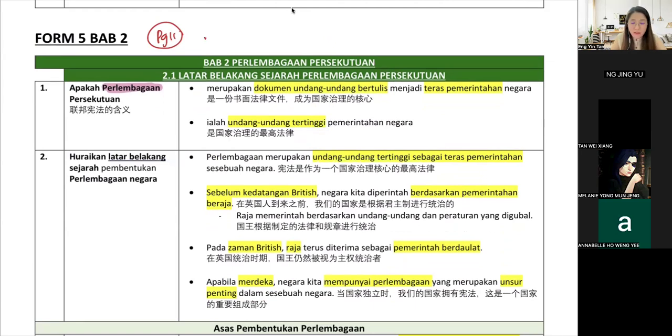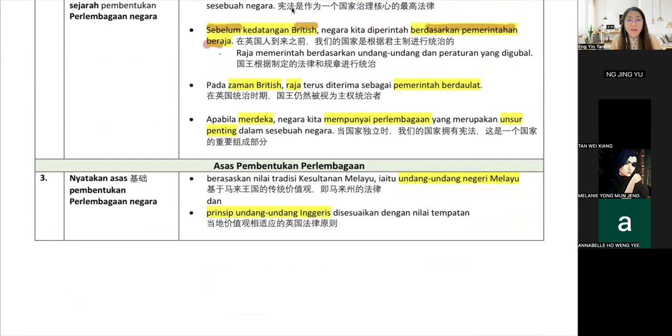So what is the latar belakang, the history background? It's an undang-undang tertinggi, and before the British, the law is actually focused on what? Focused on the king's rights. So they're telling you that our government is actually led by the king. Based on the law, the king rules the government. And then during the British, the king is also the leader based on the law. After Merdeka, we have another new law, which is perlembagaan yang baharu. So basically this one is very easy. You just need to read through. Clear?